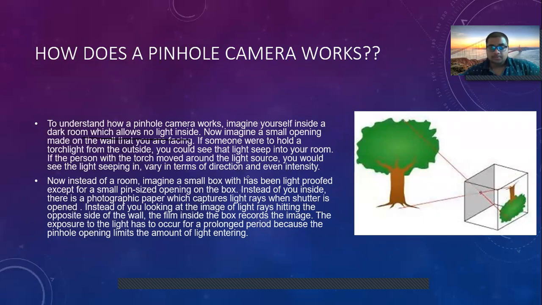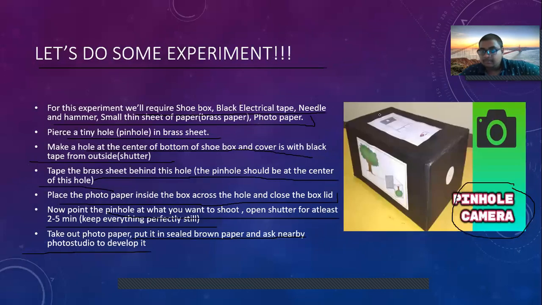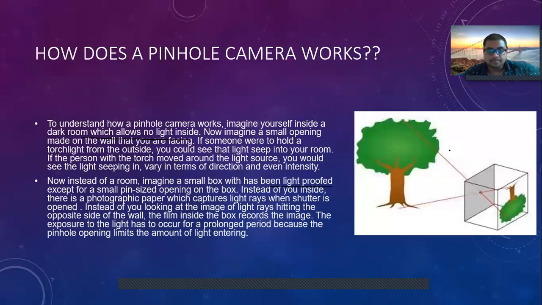Okay, and now instead of a room, imagine a small box which has been light proofed, except for a small pin sized opening on the box, like this one, the pinhole camera. Exactly. Pinhole camera is the same thing that we have imagined right now. There is only just one small opening, this opening over here on the brass sheet. And instead of you inside, there is a photographic paper which captures the light rays when the shutter is opened.